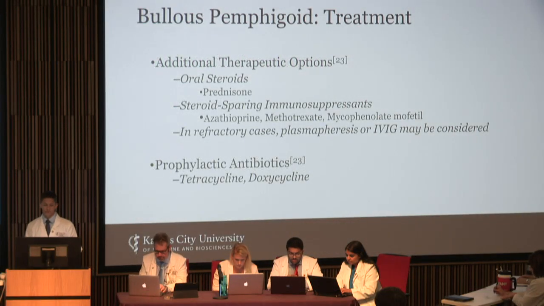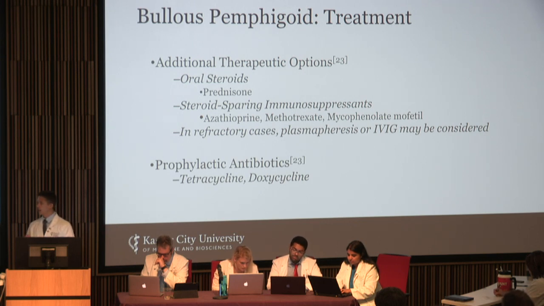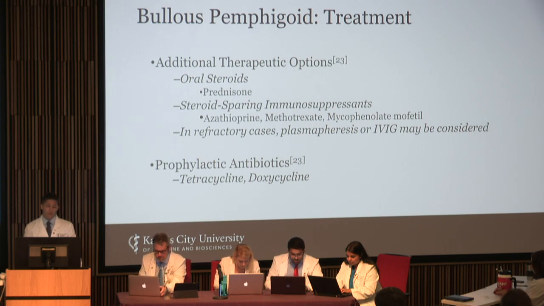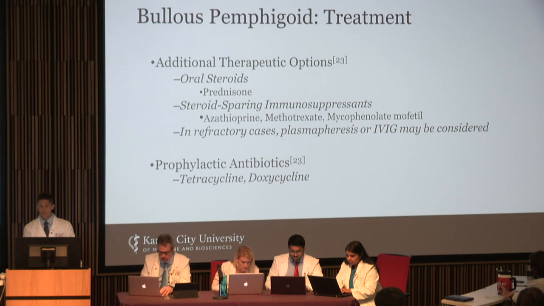of cardiovascular effects. Steroid-sparing immunosuppressants can also be given to bullous pemphigoid patients. These are typically started along with a corticosteroid regimen. However, they allow the doses of corticosteroids to be tapered more rapidly in order to avoid those adverse effects that I just highlighted. And then in cases that are refractory to the treatments that we've already listed, more expensive therapies such as plasmapheresis or intravenous immunoglobulin can be considered.